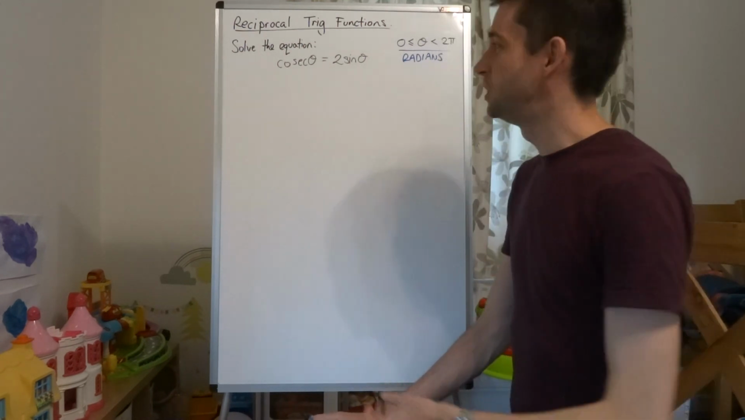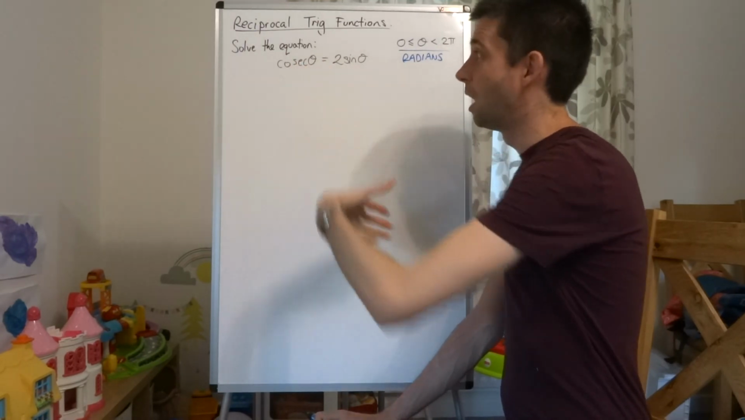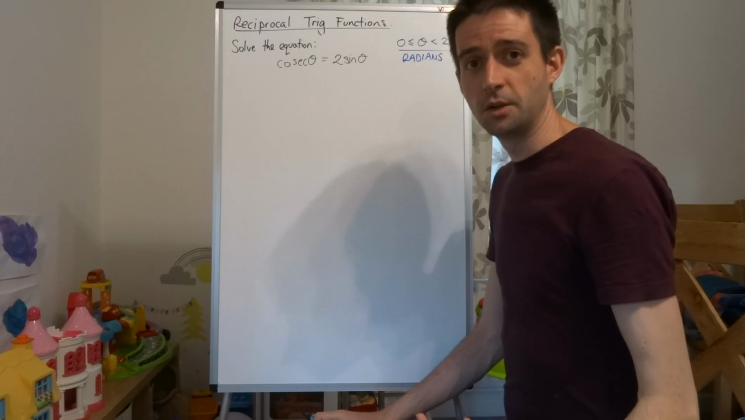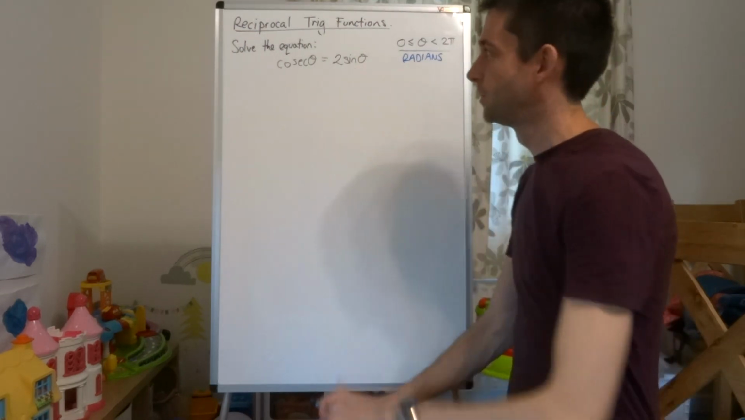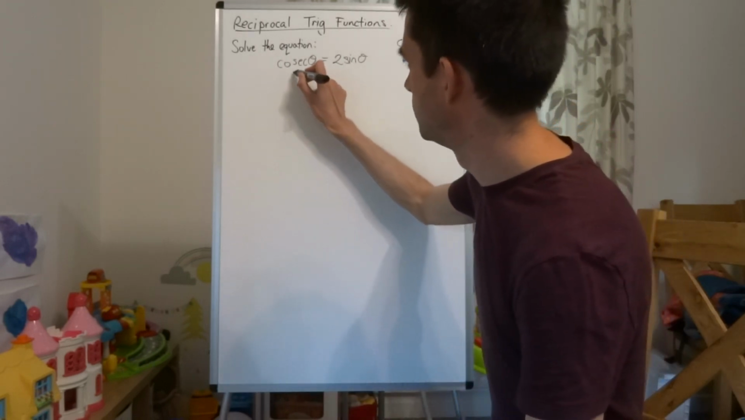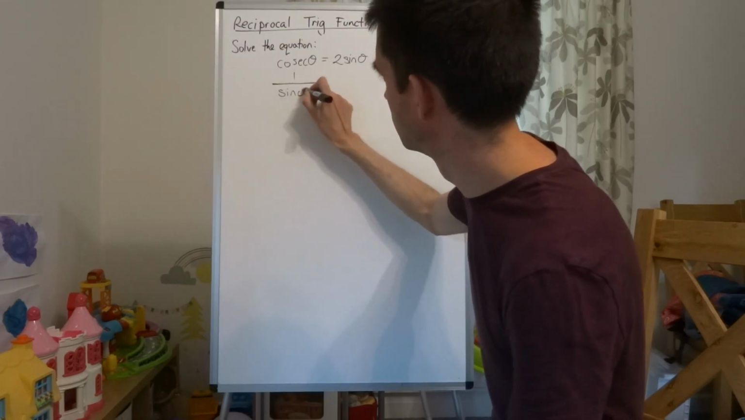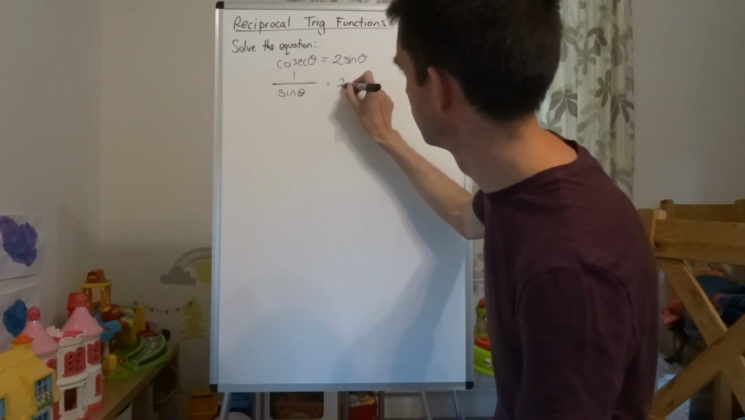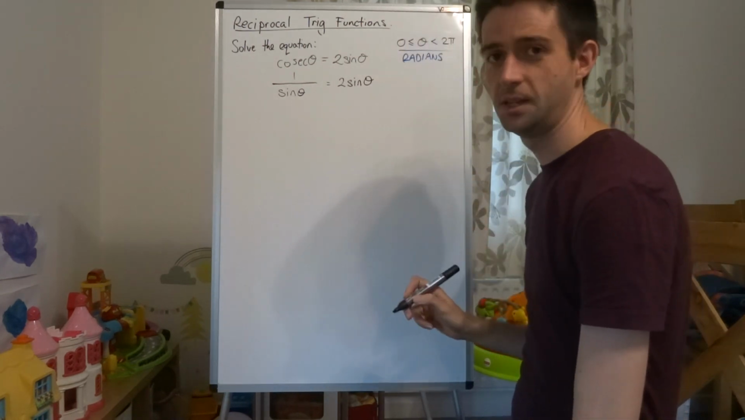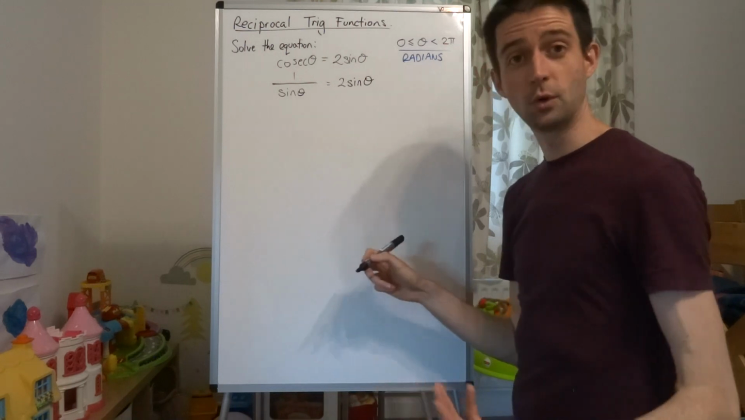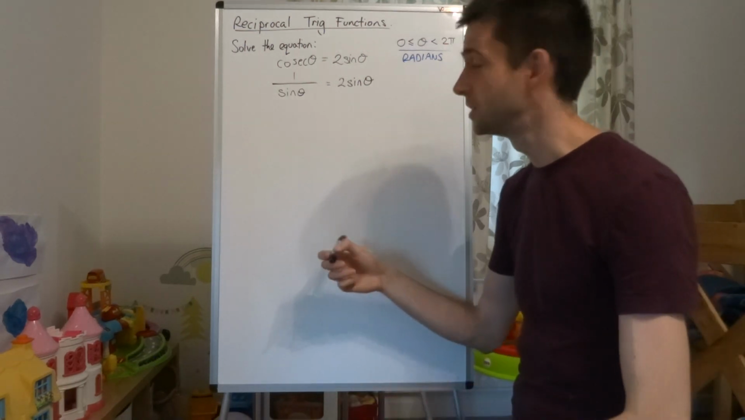Okay, this one's a little bit different because we've got two trig functions here. I'm still going to be using the fact that cosec is the reciprocal of sine, but because I've got sine theta here as well, this time I'm going to write that cosec theta is 1 over sine theta, and that equals 2 sine theta. So now I've got everything in terms of sine theta.